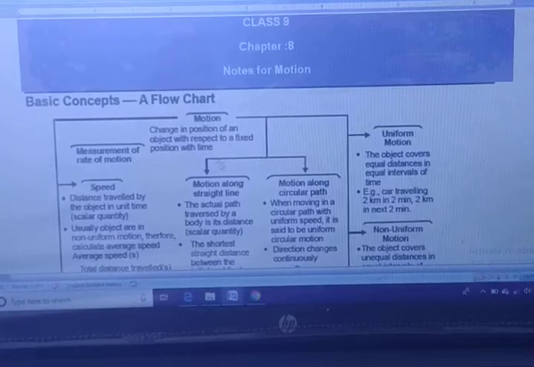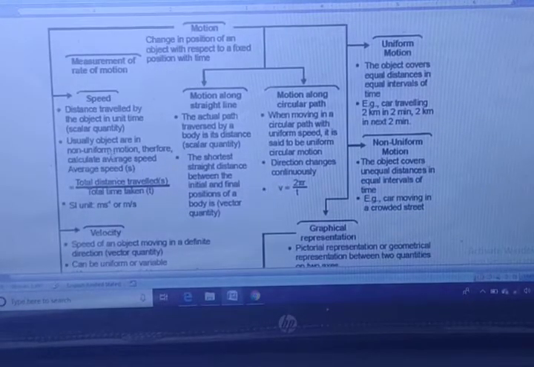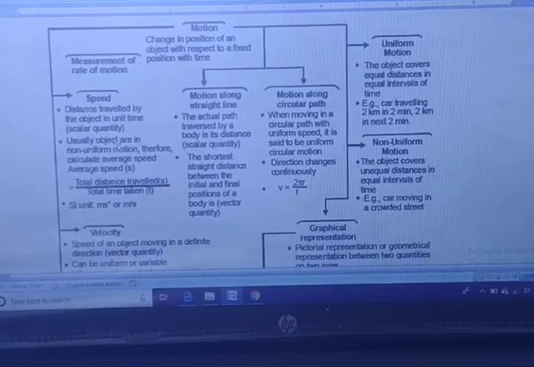Motion: change in the position of an object with respect to a fixed position with time. Means when an object changes position with respect to a fixed position with time, that is called motion. You can see the measurement of motion. Here I have described speed: the distance traveled by the object in unit time. It is a scalar quantity because speed doesn't have direction. Usually objects are in non-uniform motion, therefore we calculate the average speed. Average speed is equal to total distance upon total time.